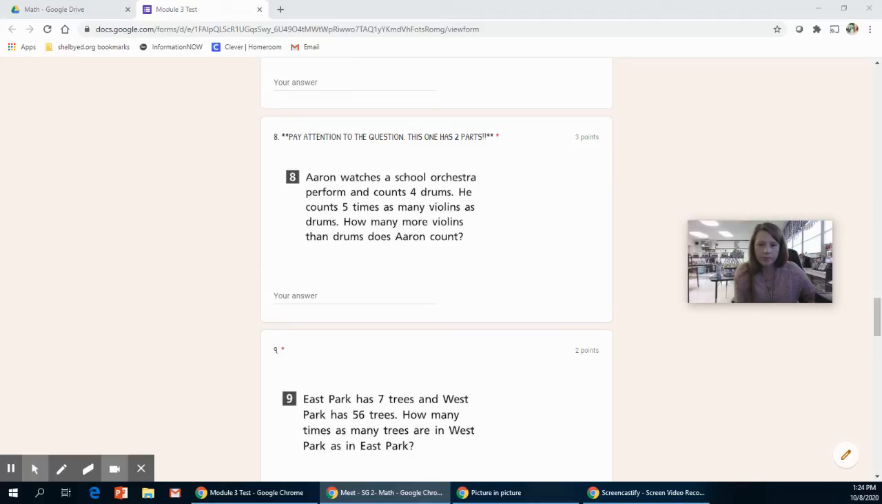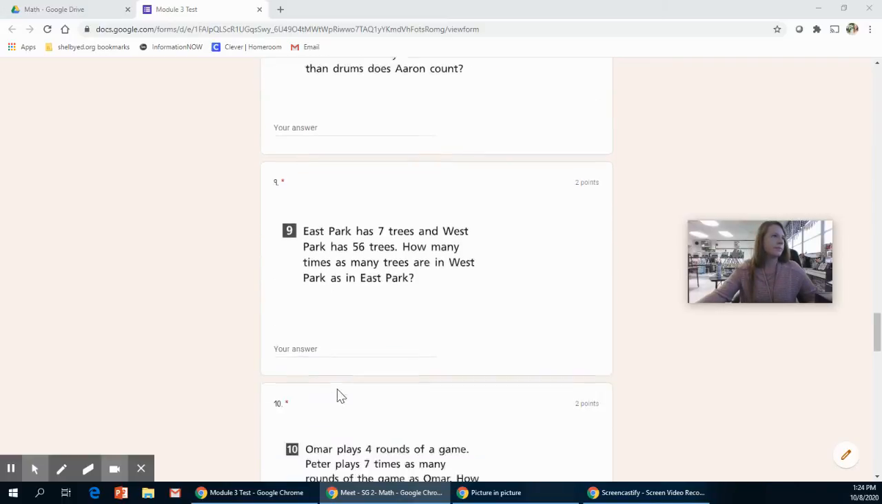Ready? Moving on. All right, number 9. East Park has 7 trees and West Park has 56 trees. How many times as many trees are in West Park as in East Park? If I were you, I would write a column that says East Park has this many and West Park has this many.